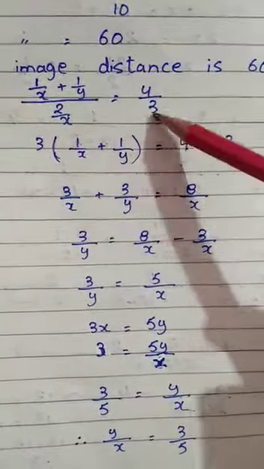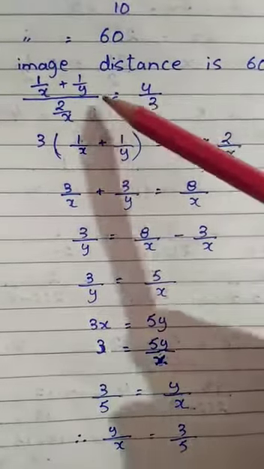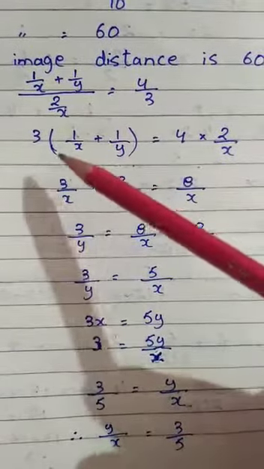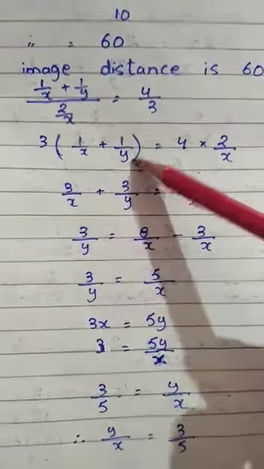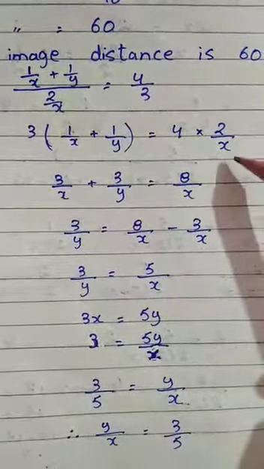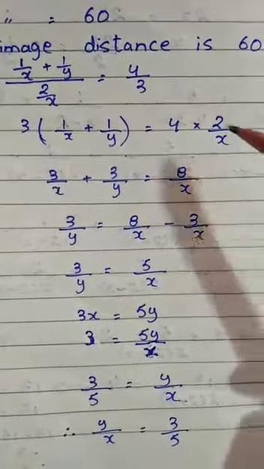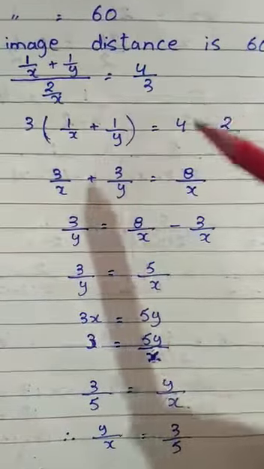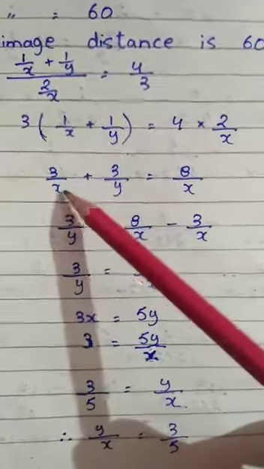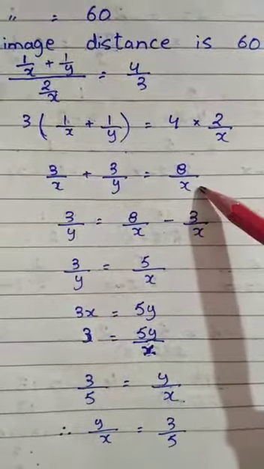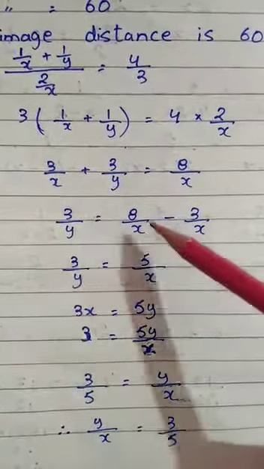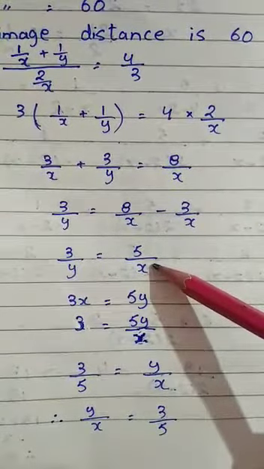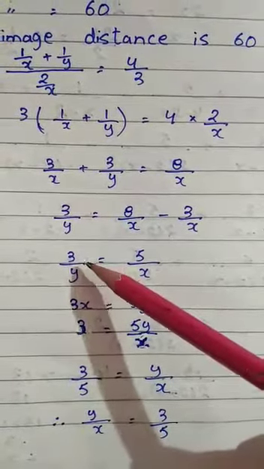Simply we will do cross multiplication: 3 multiplied with this value and 4 multiplied with this value. So, as you can see, 3 into (1 over x plus 1 over y) is equal to 4 multiplied by 2 over x. No need to take the reciprocal because we are just doing cross multiplication. Clear? So now you can multiply 3 with the brackets, equal to 8 over x. Then you can take x on the other side, then 8 minus 3 becomes 5 over x, and then you can do cross multiplication.